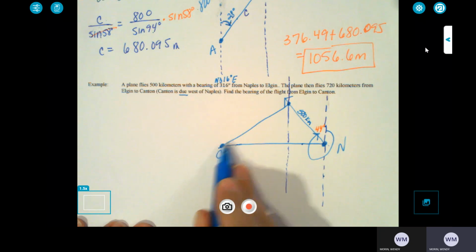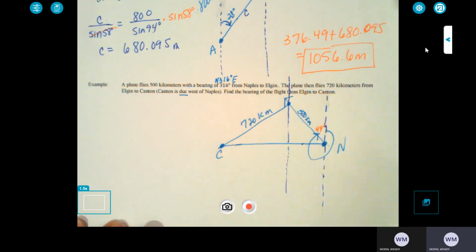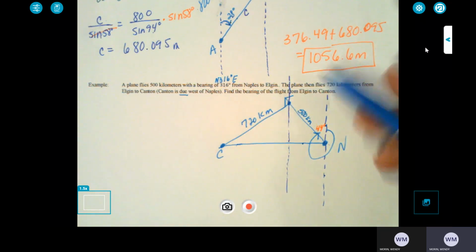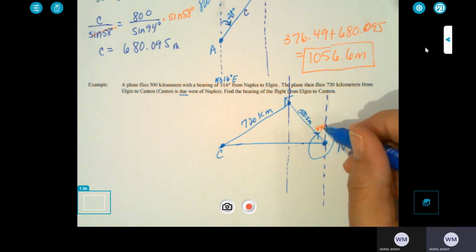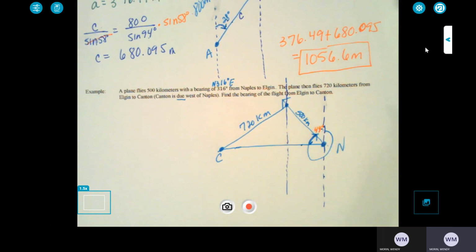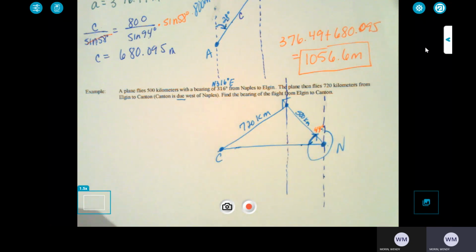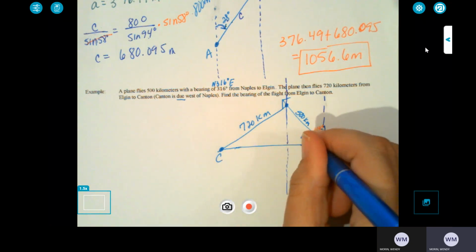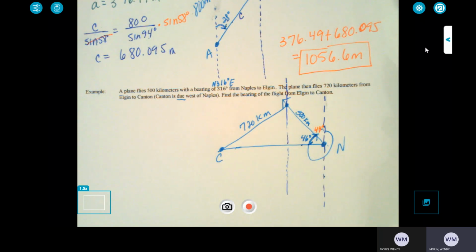And you flew from Elgin to Canton 720 kilometers. So do we have all of our numbers in there now? The 316 is up to here, so that angle is 44. What's this angle right here? I don't know if we're going to need it, but it might not hurt. If up to here is 270, what's 316 minus 270? That's 46. So does it make sense that these two angles right here total 90 degrees? Okay. What else do we know?